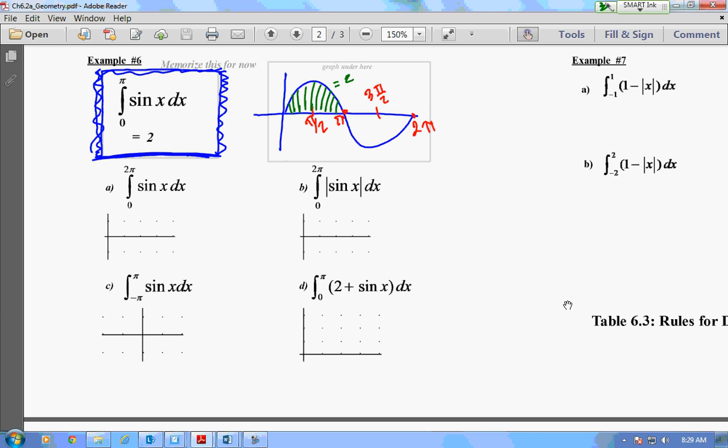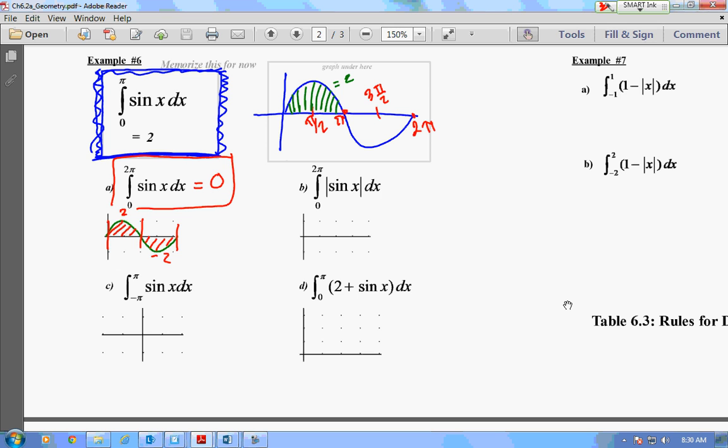Okay, part A, we want the whole thing, though. Integrating sine x from 0 to 2 pi, the whole period. So we have this area, and we have that area. Because from 0 to pi, that is 2, because it's positive. But what about this section? It is negative 2. So if we add them, we would get 0. So the area is 0. That's weird, because they cancel each other out.